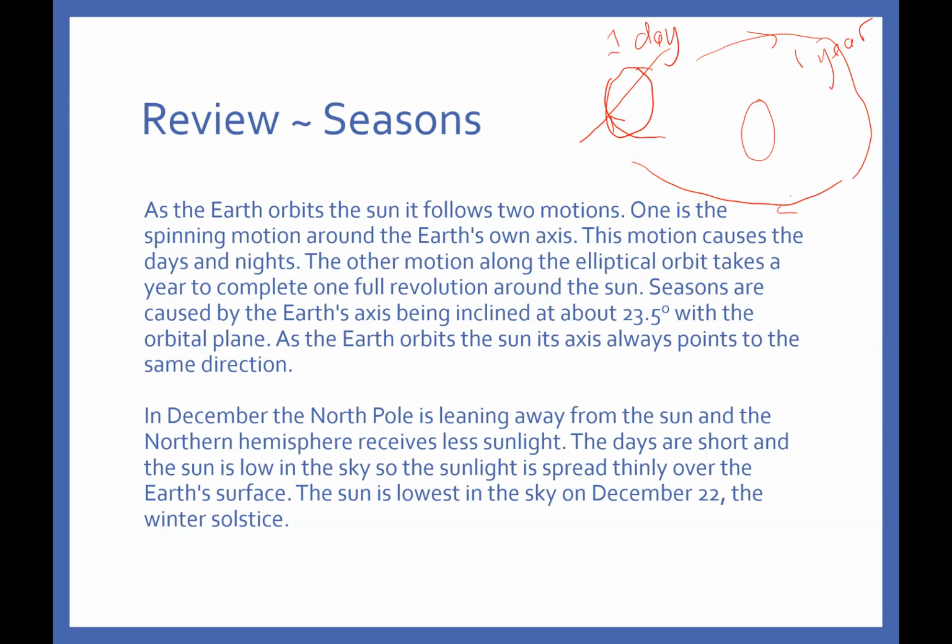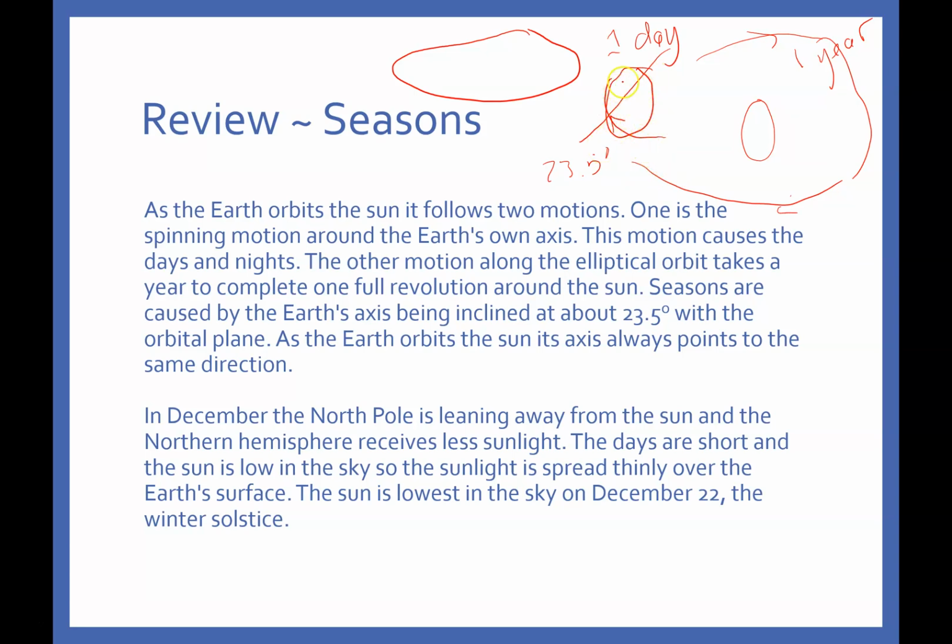Okay, I'm just going to come back to this. The other motion along the elliptical orbit takes a year to complete one full revolution around the sun. Elliptical just means kind of elongated, more like oval. So seasons are caused by the Earth's axis being inclined at about 23.5 degrees with the orbital plane. So the Earth is tilted 23.5 degrees, and as the Earth orbits the sun, its axis always points in the same direction.